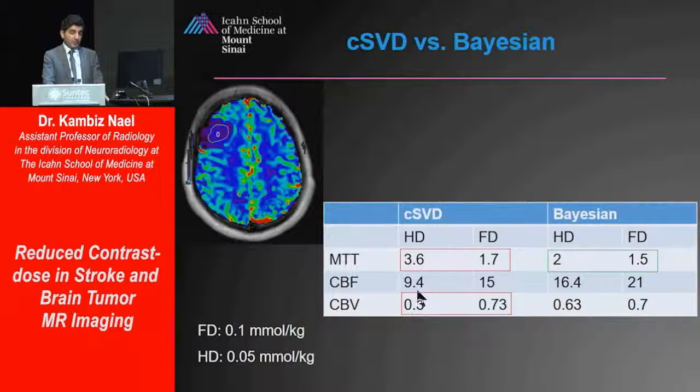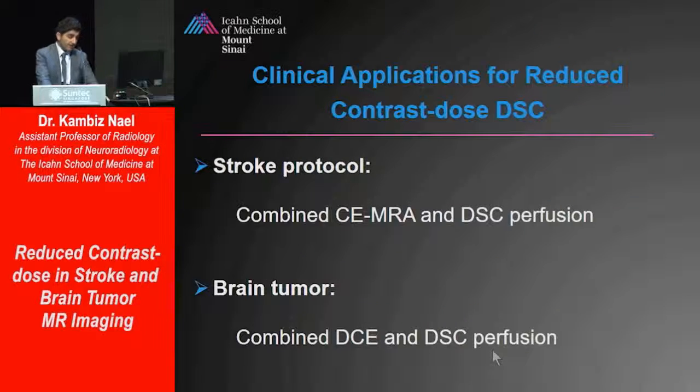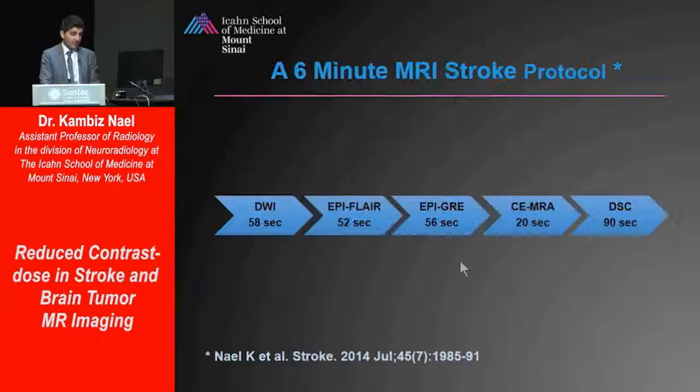And again, about 50% underestimation of CBV in the half dose category, as opposed to much closer numbers when you look at the Bayesian technique. So the clinical applications, as I mentioned briefly at the beginning of the presentation, that I use low-dose DSC perfusion for are stroke imaging, or stroke protocol, and brain tumor protocol, in which I need to have two injections basically to accomplish them.